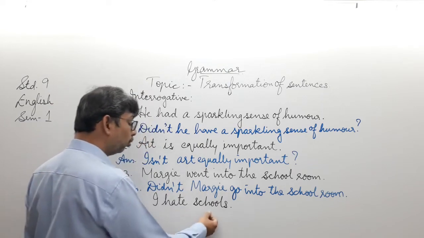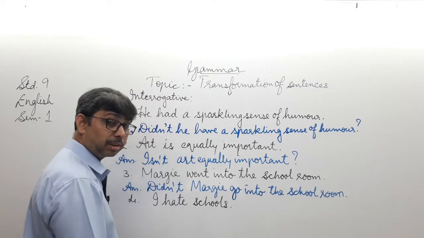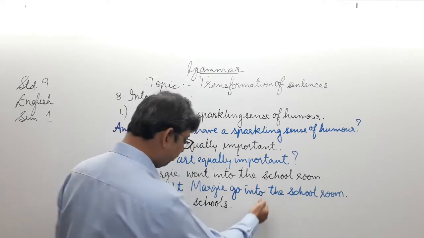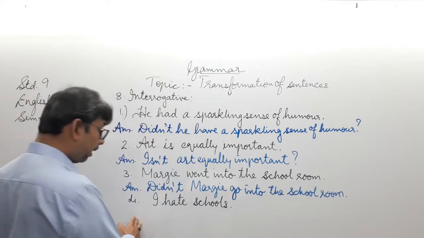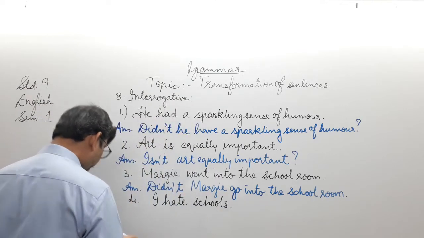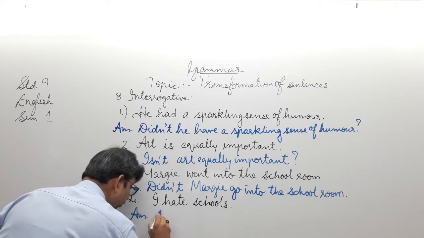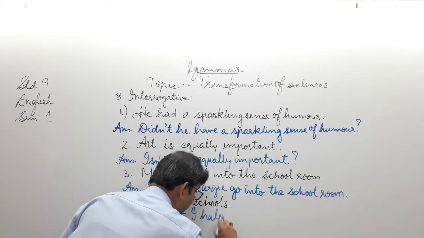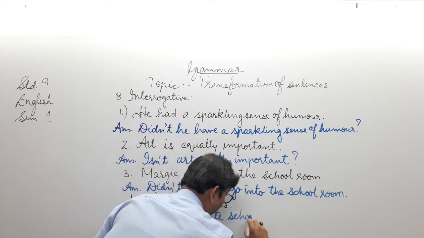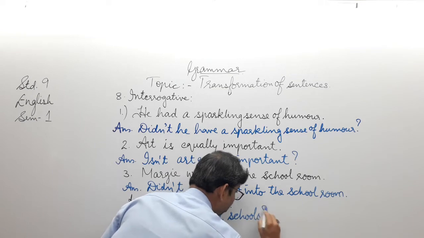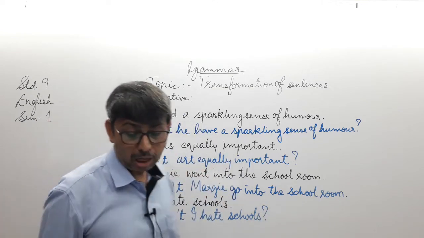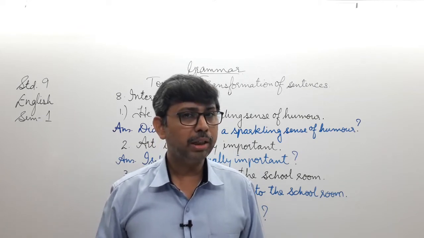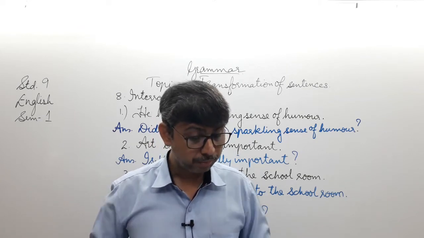So I hate schools. So don't I? Isn't it? If I apply the tag over here, what will my tag be? Don't I? The same don't I will be used to make my interrogative sentence. Don't I hate schools? Asking a question to ourselves. So don't I hate schools will be my required interrogative sentence. Hence the transformation has been done.